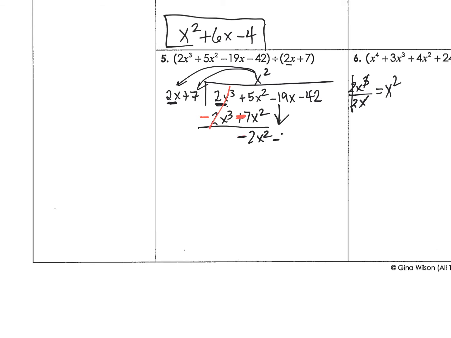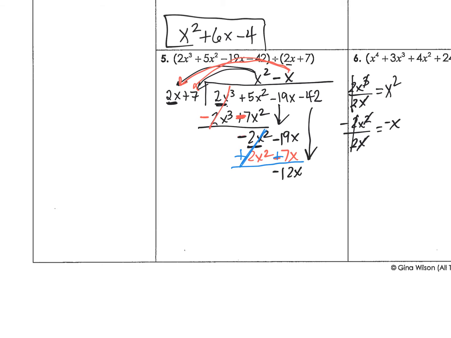Bring down the negative 19x. Start again. Now it's this term and this term. Negative 2x squared divided by 2x. That goes, this goes. We're left with negative x. So minus x. So now we do this again. Negative x times 2x is negative 2x squared. Negative x times 7 is negative 7x. All right, so now we're going to change signs. So this becomes positive as we subtract. This goes away. Negative 19x plus 7x is negative 12x.